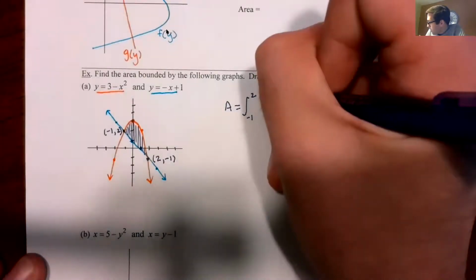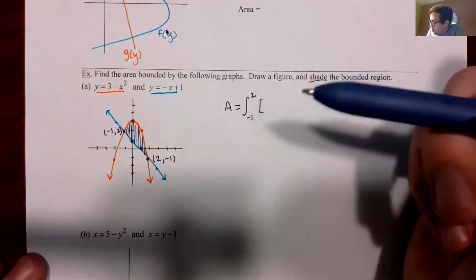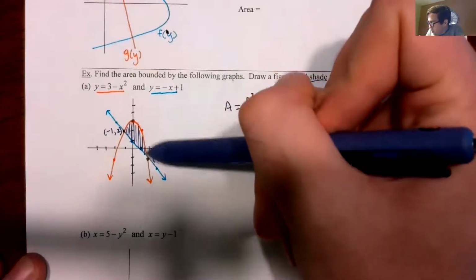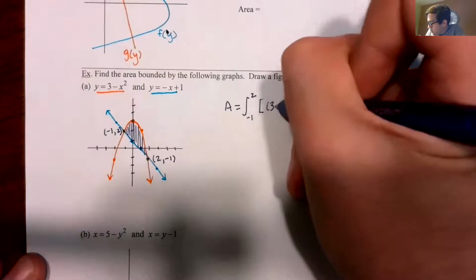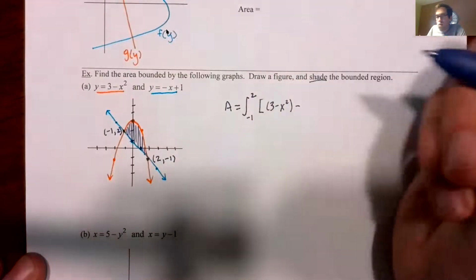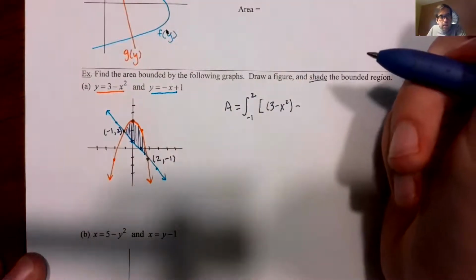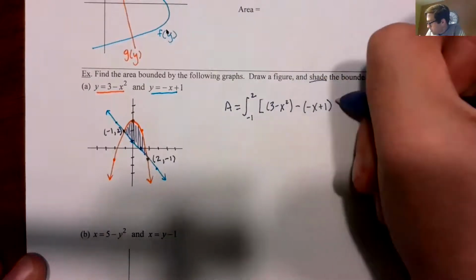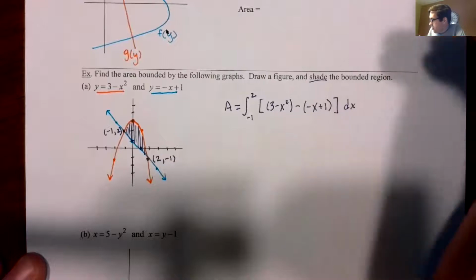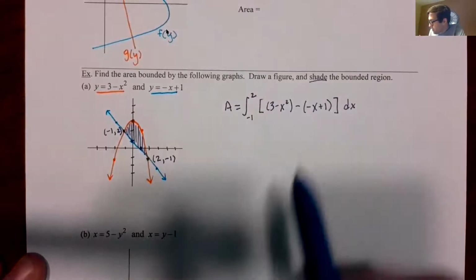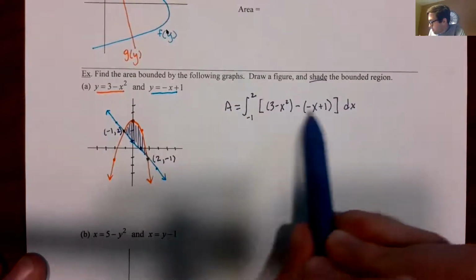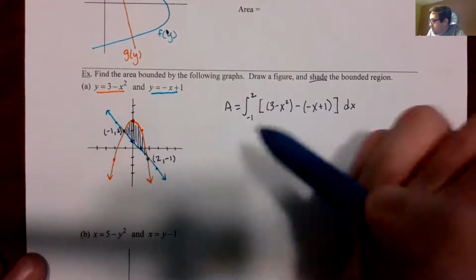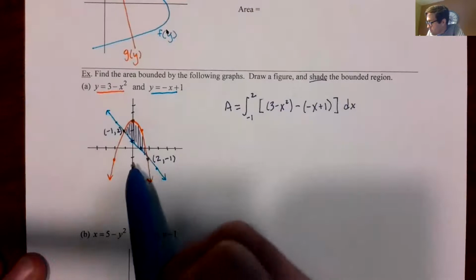And so inside of here, we're going to put the upper minus the lower. So in this scenario, the upper part of the curve is 3 minus x squared. The lower part is -x plus 1. The parentheses are very important because that will make sure that this negative gets distributed, so we just subtract the whole line.